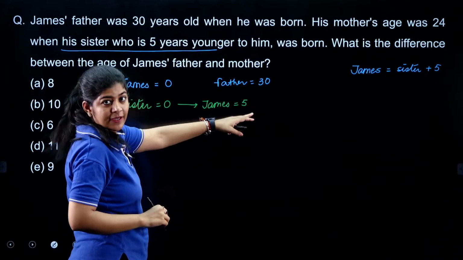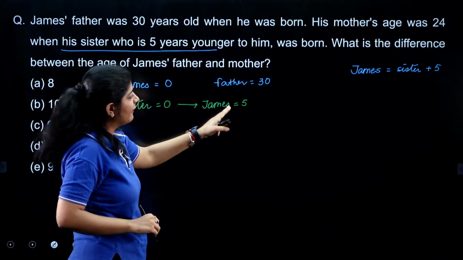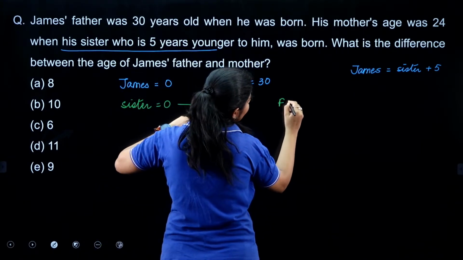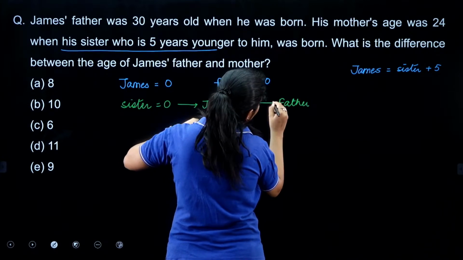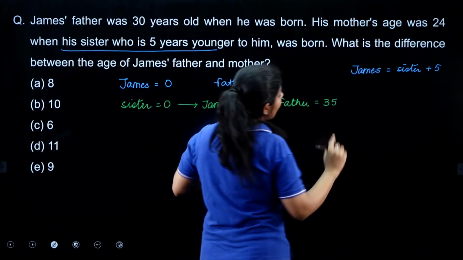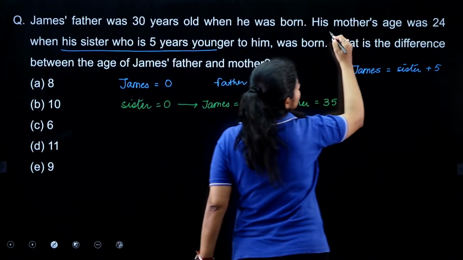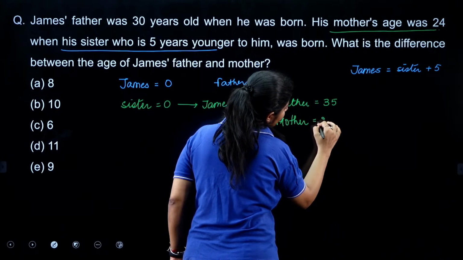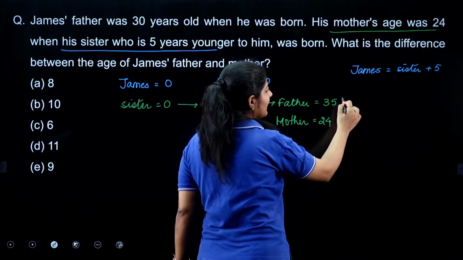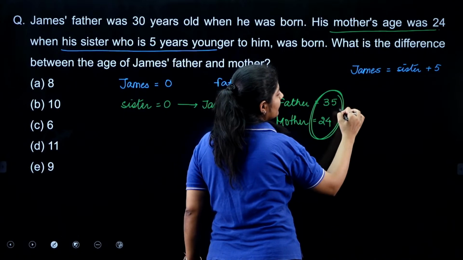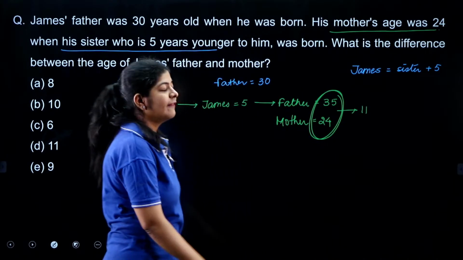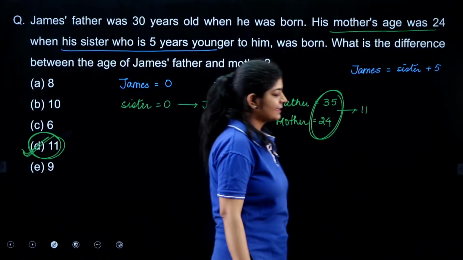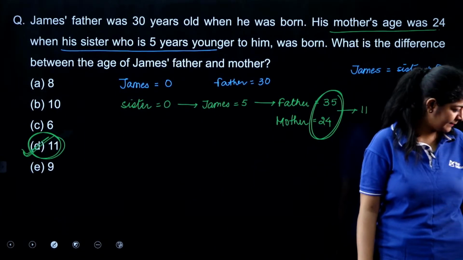If the age of James is 5 years old, that means we are getting a gap of 5. That means we are talking about the situation 5 years after. So the age of father will become 35. But at this moment, the age of the mother is given as 24. And what we have to do is simply find the difference between these two people, which is equal to 11 years old. Option number D is the correct one, right?